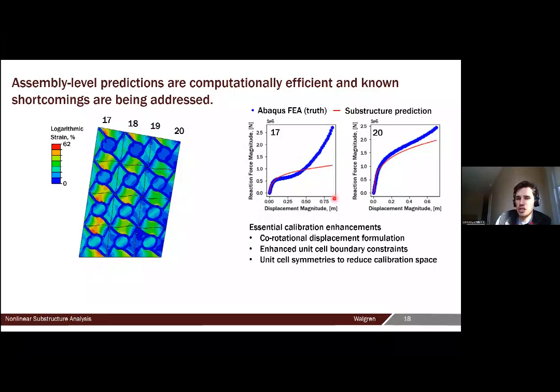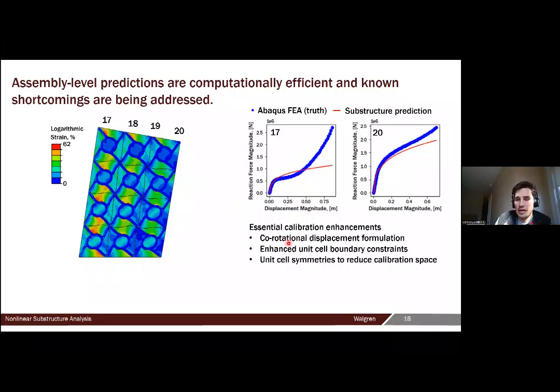The first of which is we use a small displacement formulation right now, and especially some of these unit cells up here at the top go through finite rotations. So that's really why I think we're missing this re-stiffening behavior. It's because we don't actually rotate the stiffness matrix, and I'm working on that right now.